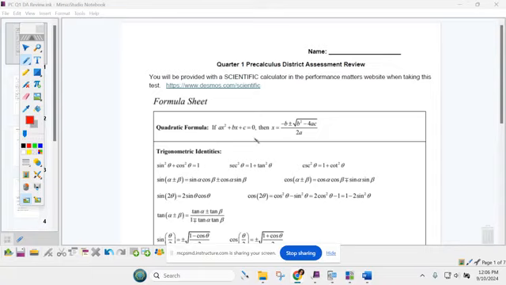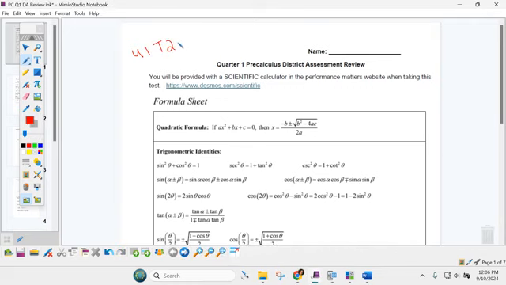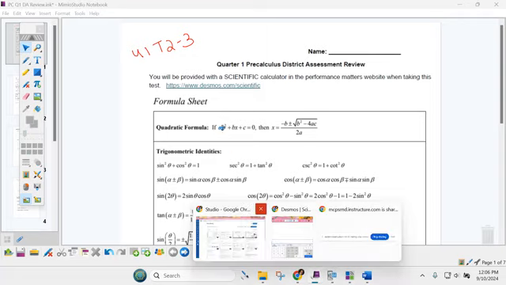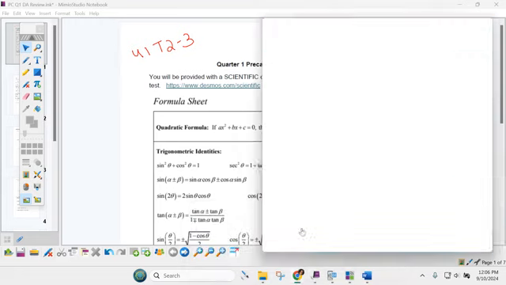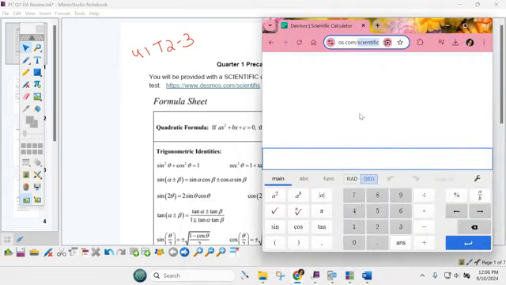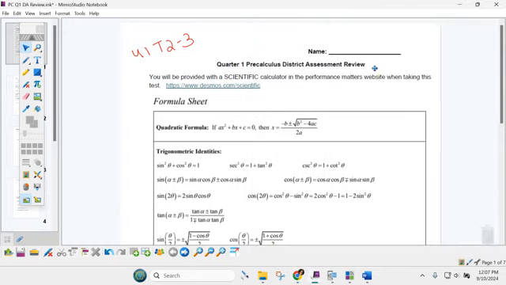On the Q1 district assessment for pre-calculus, it's going to cover Unit 1, topics 2 to 3. It's 10% of your quarter grade, and you will be provided with a scientific calculator in the Performance Matters website where we will take the test. So you should click this link on the PDF and open the Desmos scientific calculator so that you can get proficient with using this type of calculator while doing the work in this review packet.